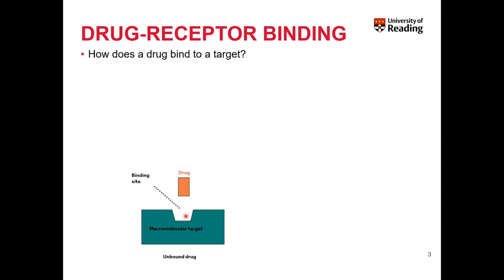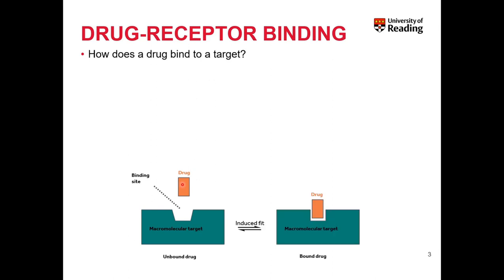Now when we initially introduce our drug into solution or into a patient, we have a situation where we have our macromolecular target and our drug molecule adjacent to each other. Well, when the drug molecule approaches closely, it is able to enter into the binding site. And so it binds into our target. Now this is a process called induced fit, which we'll cover later on in this part of the course. And so when the drug molecule enters into the binding site, what is happening?